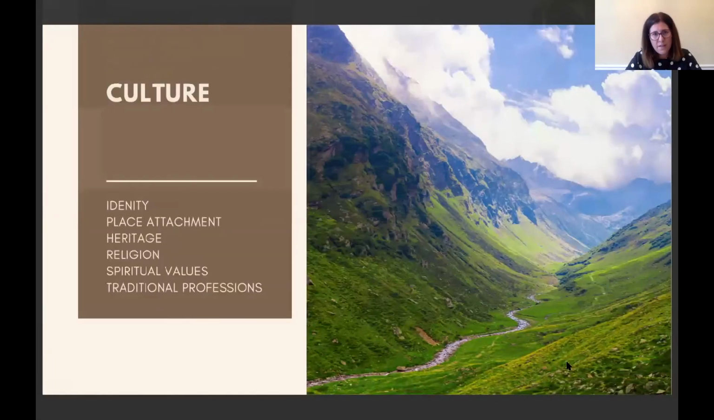In terms of culture specifically, what often happens with protected areas is they're designated in order also to protect a specific culture. And often we see a very strong attachment from the local communities with a specific area. So people often live for many years within a protected area. So it is not just about protecting biodiversity, but it's also about protecting our heritage, cultural values, spiritual values, and also to promote more traditional professions, a more traditional way of living.